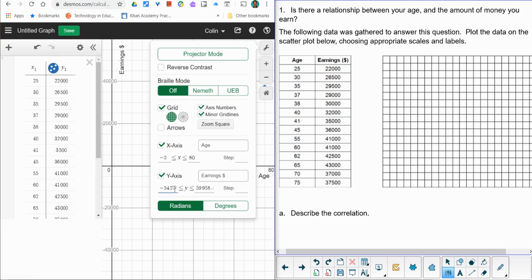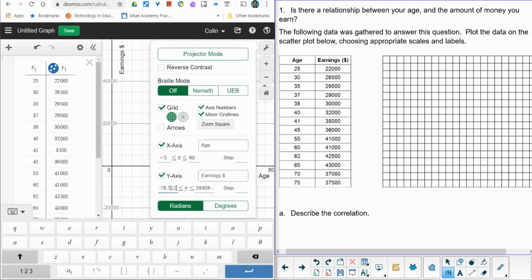Now, let's give ourselves some space. If we jam it to -5, it's not going to be enough. So maybe give yourself 10. We'll see how that works. And then on this side, what's the highest number we go up to on earnings? Scanning your chart here, we see it peaks at 43. So what if we made it 45,000?